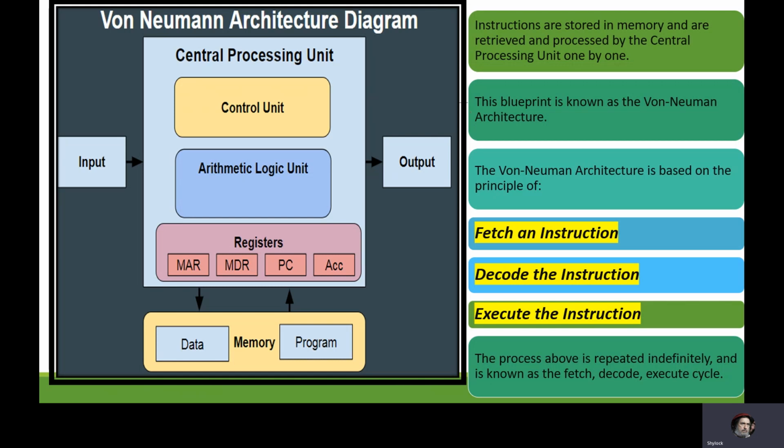So it's just a blueprint about how it functions. Now instructions are stored in memory and are retrieved and processed by the central processing unit, or in short CPU, one by one. Now this blueprint you are seeing is the von Neumann architecture. It is based on the fetch, decode, execute cycle. Now the process above is basically indefinite. It will never stop. After it fetches and decodes, it executes, and after it executes, it keeps repeating again and again and iterates.